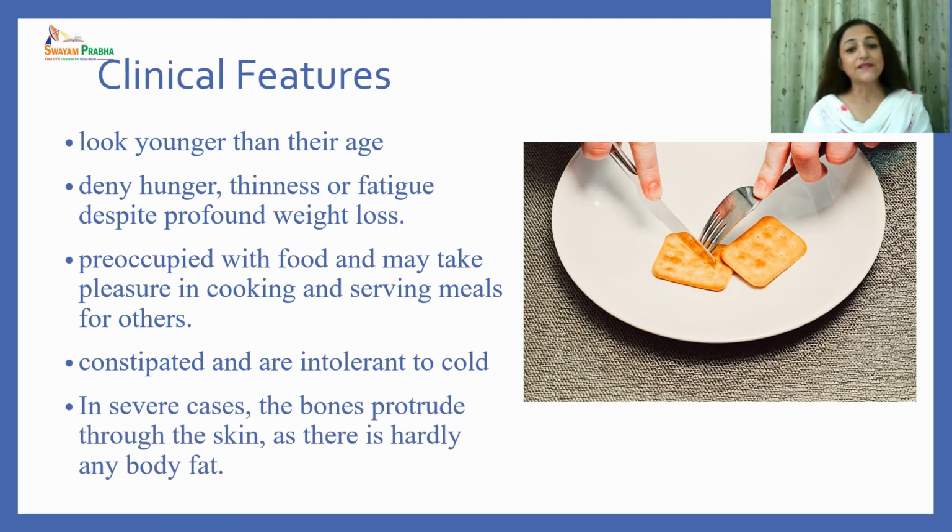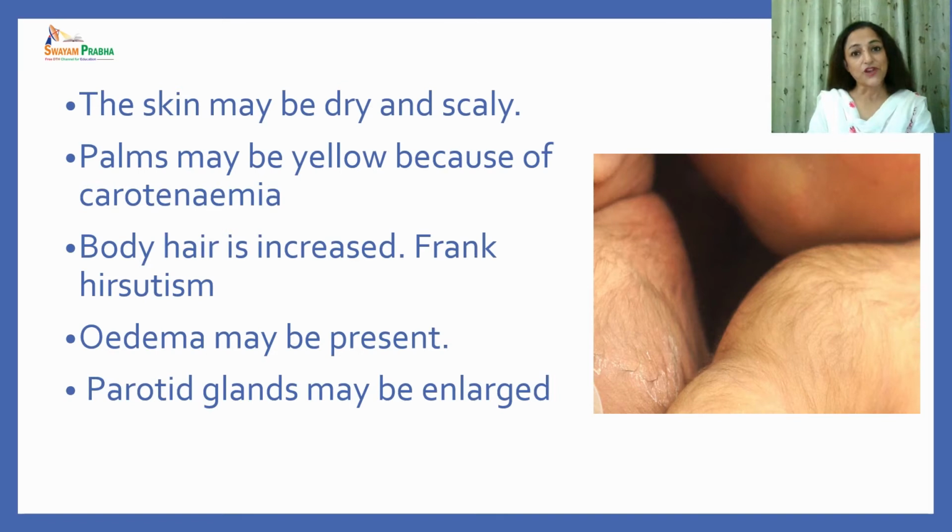In severe cases, the bones protrude through the skin as there is hardly any body fat left. The skin may be dry and scaly. The palms may be yellow because of carotenemia, and their body hair could be increased. We call it frank hirsutism. And edema may be present because they are on an energy deficient diet and proteins are not there. Parotid glands may also be enlarged in this condition.